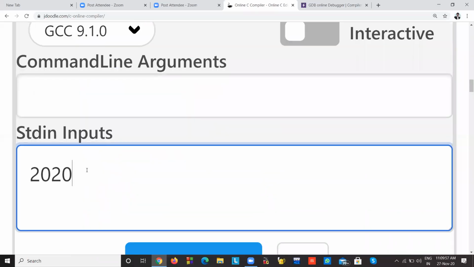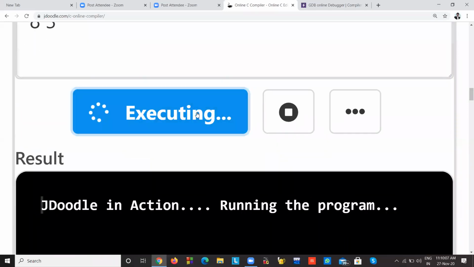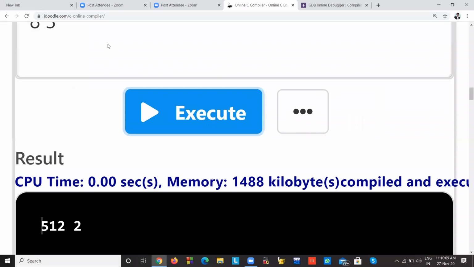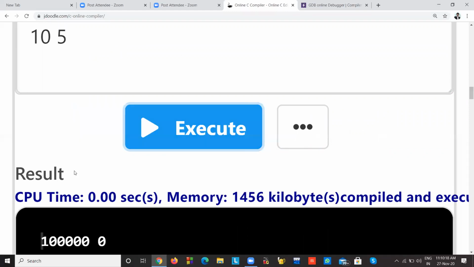Okay, so I'm going to give 8 and 3. What you are expecting? 512 and 2. Let me execute this. 512 and 2. Okay, 10 space 5. What are you expecting? 10 is multiplied 5 times. It is 1 lakh, and when it is modulo divided by 10, what is the last digit? 0. 0 is the answer, right? 0 is the answer.